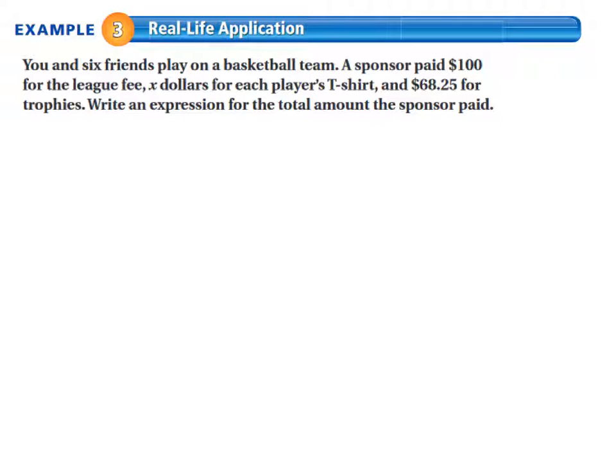So, he paid $100 for the league fee, x dollars for each player's t-shirt. Here's where you have to be a little bit careful. It says you and 6 friends play. So how many players are there? There's 7. So we need to add 7 t-shirts on there. x dollars for each t-shirt. That's going to be 7x. 7 times the number of t-shirts. We don't know how much the t-shirts are yet. It's just saying x dollars.